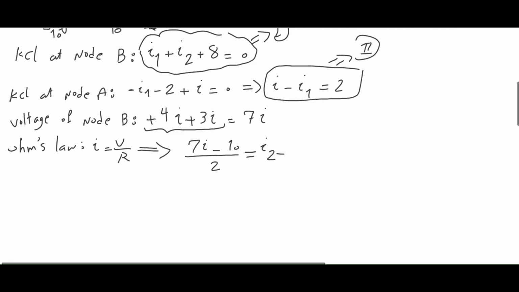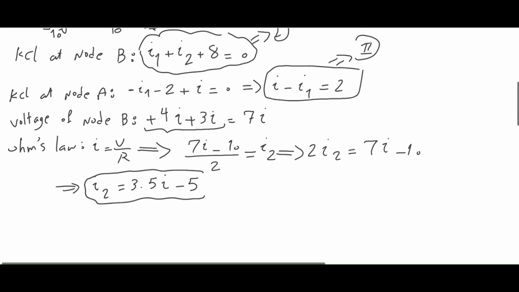So from here, I can find the relationship between I and I2. So 2 times I2 equals 7I minus 10. Or I can say I2 equals 7 over 2, which is 3.5, I minus 5. This is equation number 3.